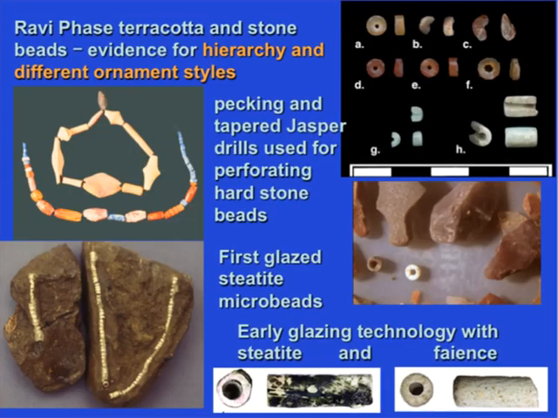The beads are made from carnelian from the Ravi phase. Some of them are made from amazonite, which comes from the north. The carnelian comes from Gujarat. And we also have steatite or soapstone beads that were fired, specialized technologies for glazing. And we have the earliest evidence for faience from the Ravi phase as well. So this is some of the earliest faience found in the Indus Valley. So technologies were developing to create artificial materials as well as to modify natural materials in very unique ways.